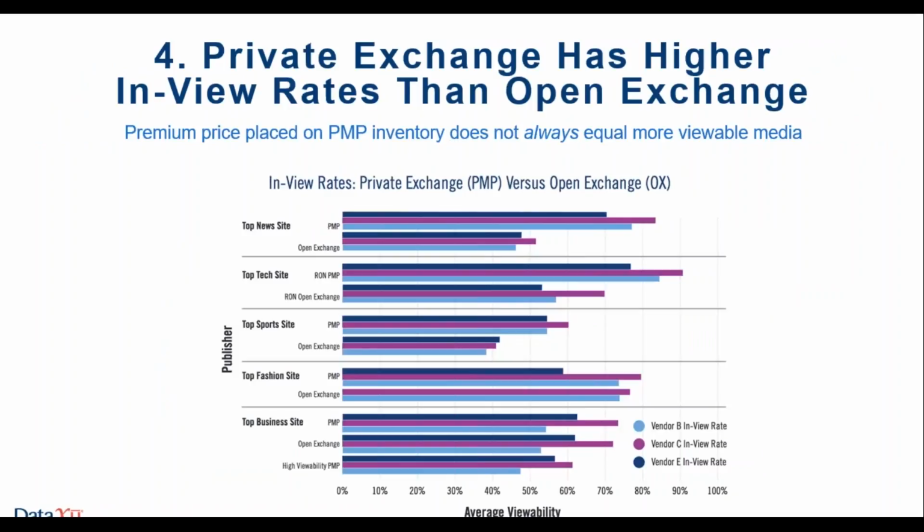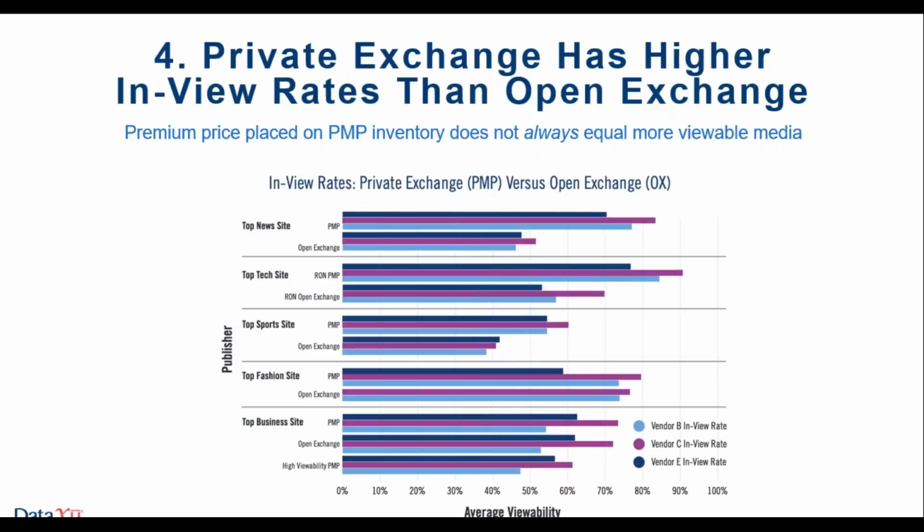So moving on to the fourth insight, the next set of data we want to share compares the in-view rates for buys made in the open exchange versus those made in the private exchange. And what you can see here are the comparisons between those two, the results for those two buys made in private marketplace versus open marketplace for unique publishers that have different content focuses. You can also see different colored bars representing the results as measured by different viewability measurement vendors.